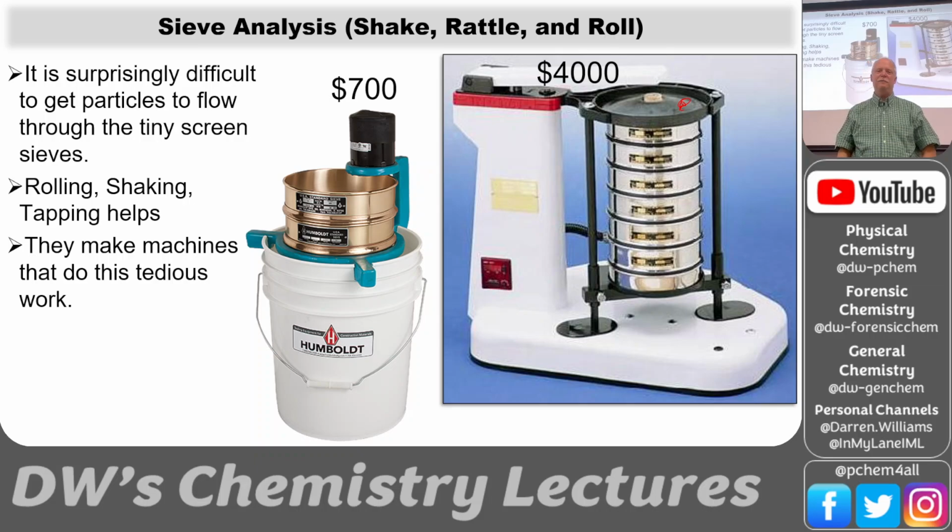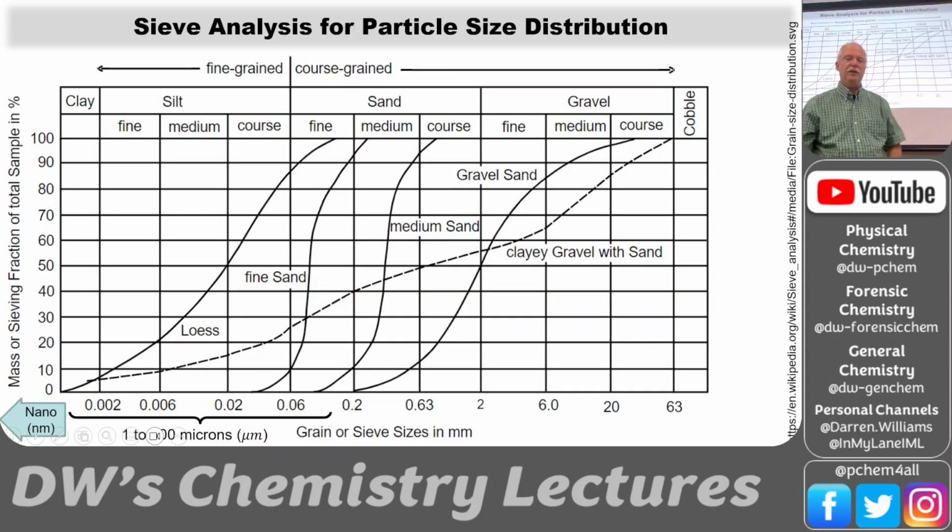But then you weigh each one of those sieves beforehand when it's nice and dry, and then you do the sieving, and then you dry them out, and then you weigh them with the particles on there, and you look at the mass difference. So then you would calculate the mass that passes through. And this is what you get.